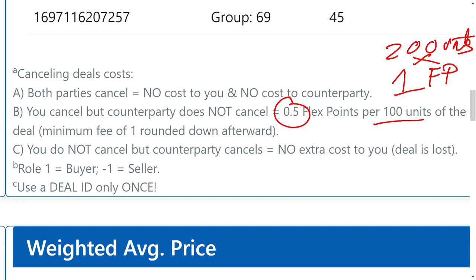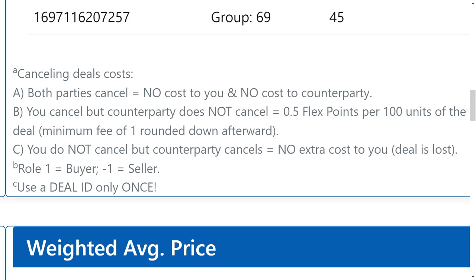So the fee is not huge, but it's also not small, especially when you start making big deals. So if we had, let's say, 600, so 600 would be 3 flex points. And we round down. So if this was, for example, 700, then it's still going to be 3. But when it gets to be 800, it's going to jump up to 4. So it's going to cost somebody who canceled and the other side did not cancel. It's going to cost something, but it's not huge. It's also not small. Because remember, your flex points make your score go up or make your score go down. When you have more, you go up. When you have less, you go down, because it gives you flexibility in your negotiation. So very important.